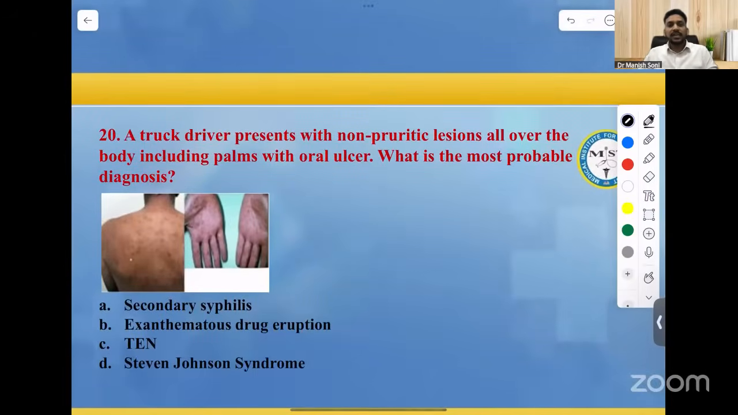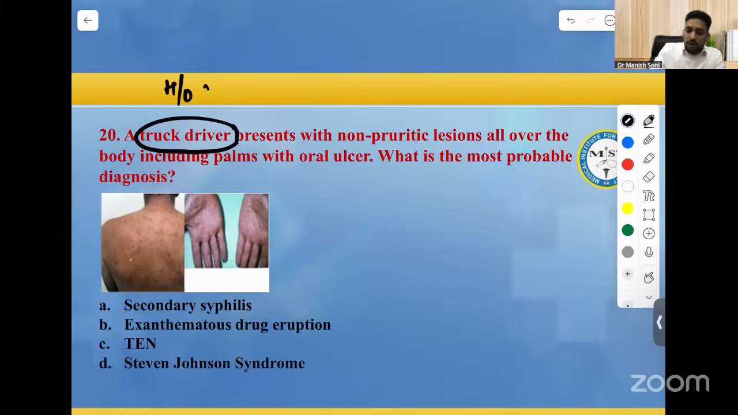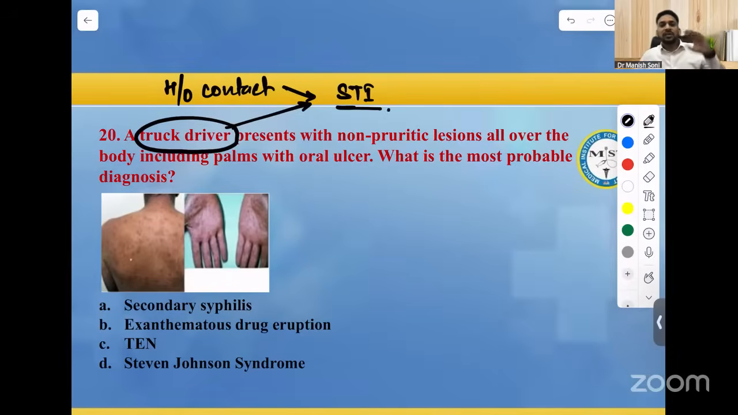In the next question, they are saying that a truck driver presents with non-pruritic lesions all over the body, including palm, with oral ulcer. What is the most probable diagnosis? Now, whenever you read these clues like truck driver, history of contact, these are suggestive of sexually transmitted infections. Because truck drivers, they are out for many days, sometimes months. And if a patient is having history of contact, then they have more chances to develop sexually transmitted infections.